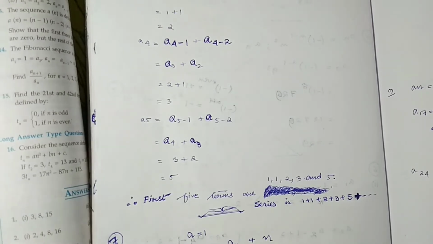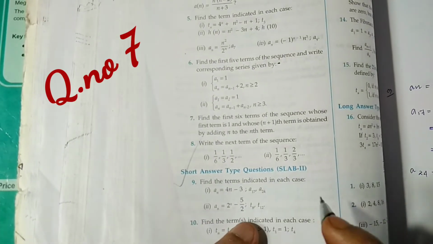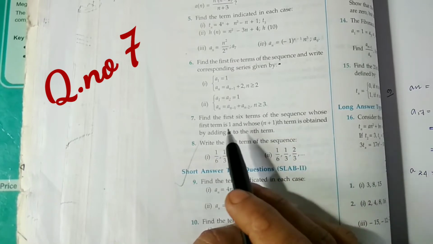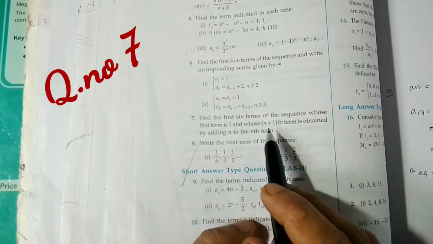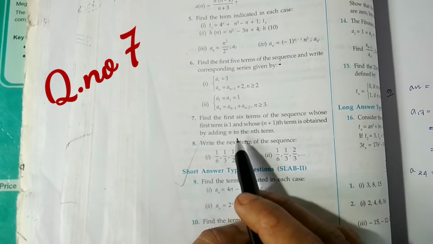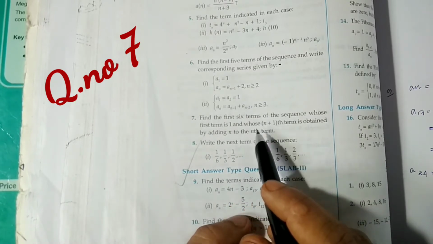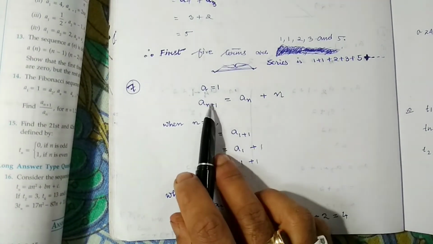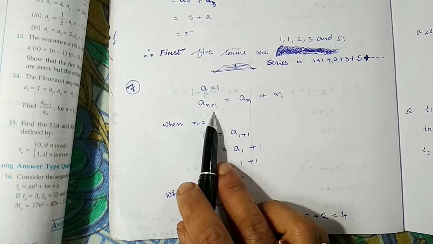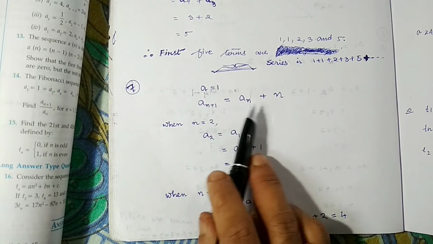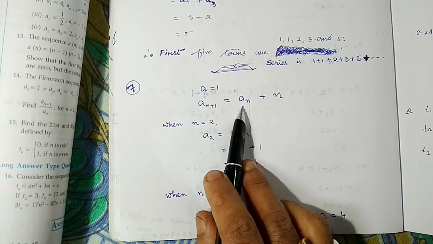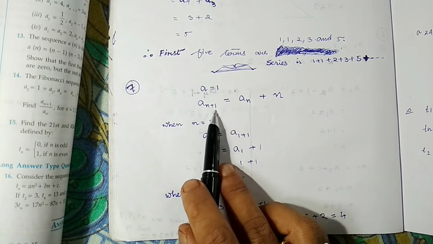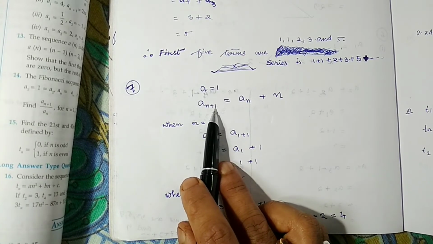Now let me show you the next sum, that is question number 7. Here it is given, find the first 6 terms of the sequence whose first term is 1 and whose n plus 1th term is obtained by adding n to the nth term. Just see the question nicely. Here it is given first term is 1, and n plus 1th term is obtained by adding n to the nth term. Let me repeat.